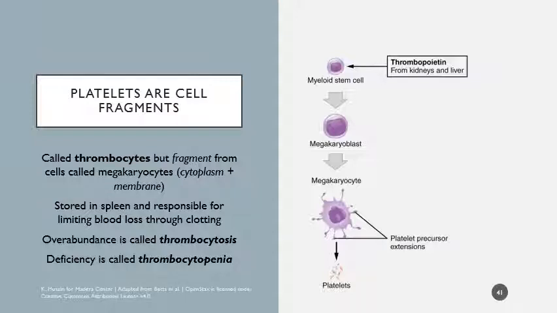They are basically stored up in the spleen, and they are really important for limiting the amount of blood that might be lost. In the hemodynamics lecture, we talked about blood homeostasis and hemostatic mechanisms of slowing blood loss. So these thrombocytes are really important for that process. If you have too many of them and too much clotting, then you have thrombocytosis. If you don't have enough of them, then you have thrombocytopenia, and that can lead to abnormal bleeding and hemorrhaging.